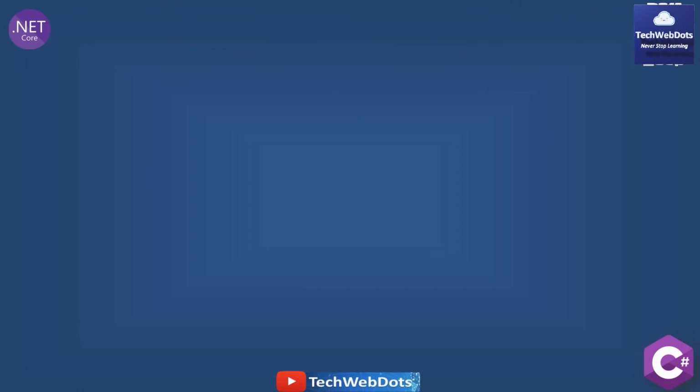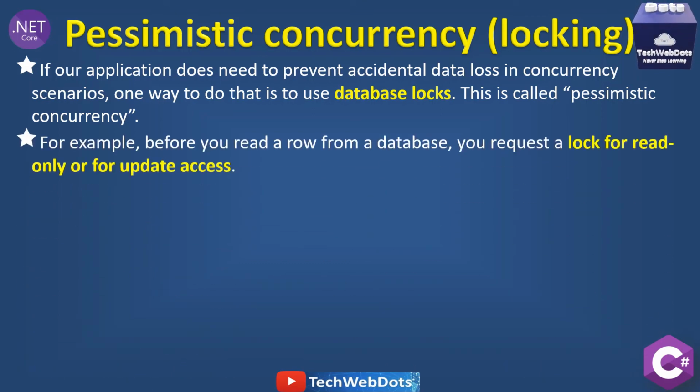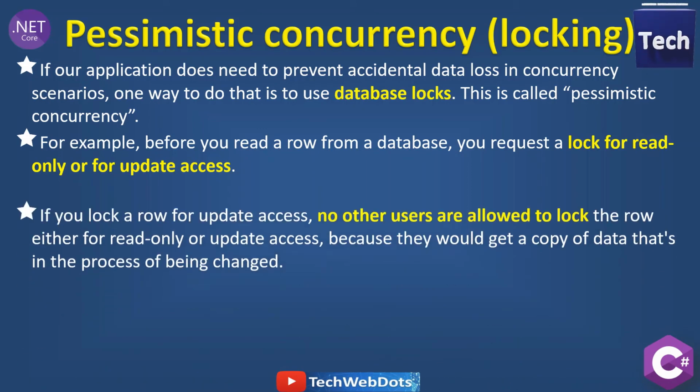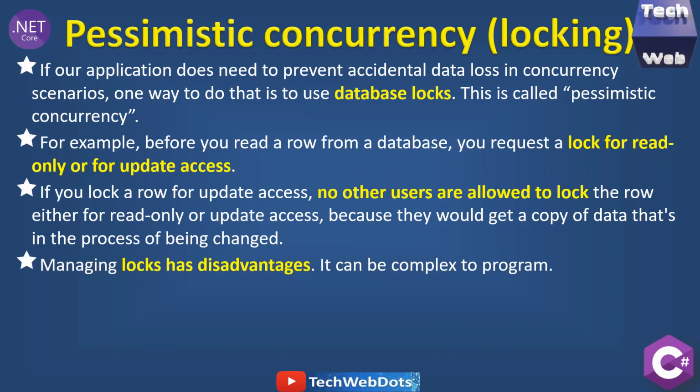So let's read out some very important points regarding pessimistic concurrency. If our application does need to prevent accidental data loss in concurrency scenarios, one way to do this is to use database locks, and this is called pessimistic concurrency. For example, before you read a row from a database, you request a lock for read-only or for update access, and if you lock a row for update access, no other users are allowed to lock the row either for read-only or update access, because they would get a copy of data that's in the process of being changed.